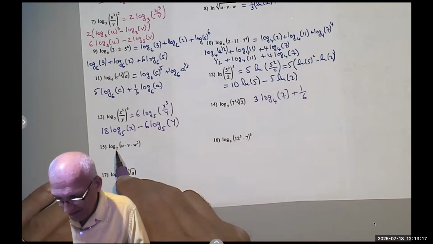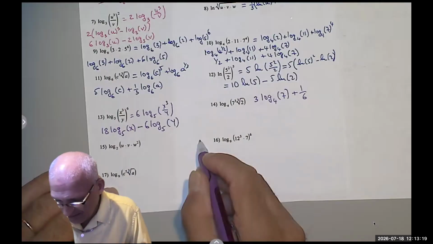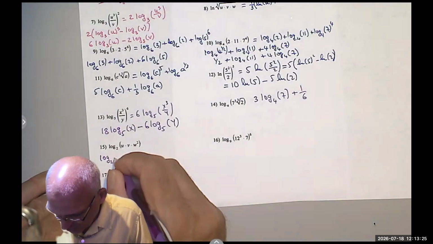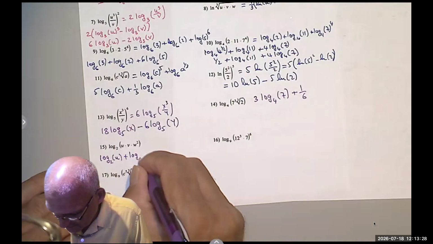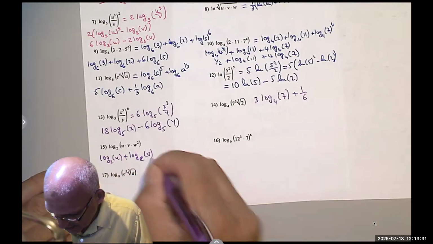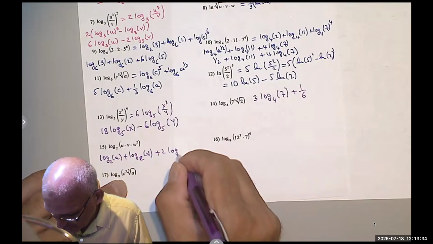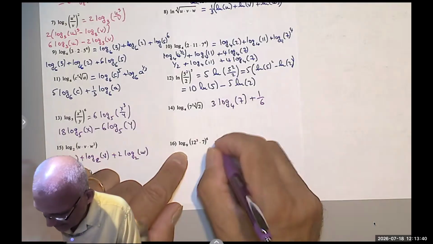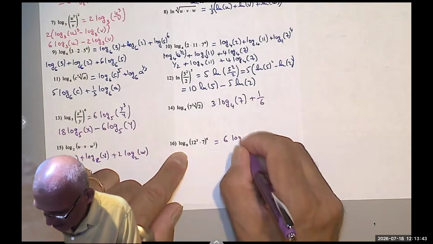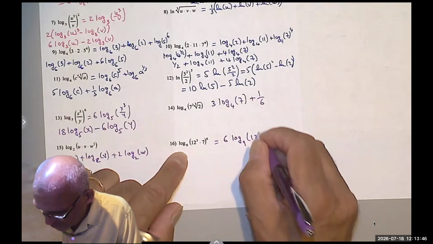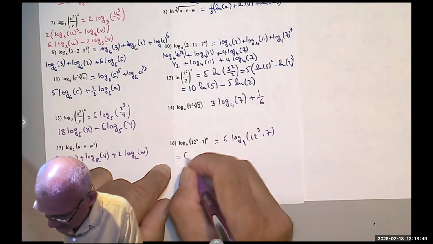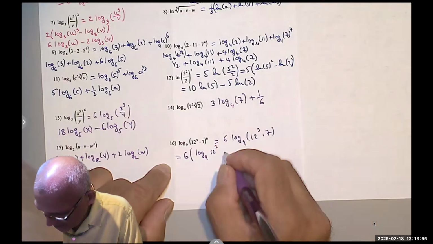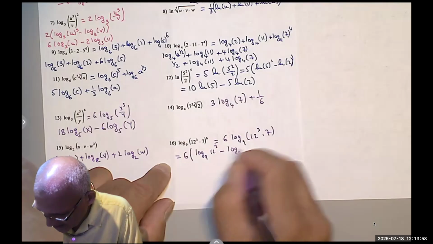This one is easy, right? You break them into 3, and then there is a 2 multiplier. So just to save you time, it's log to the base 2 of u plus log to the base 2 of v plus 2 log to the base 2 of w. How about this? The 6 comes as a multiplier, so you get 6 log to the base 9 of 12 cubed times 7. And then you break it as 6 times log to the base 9 of 12 cubed minus log to the base 9 of 7.